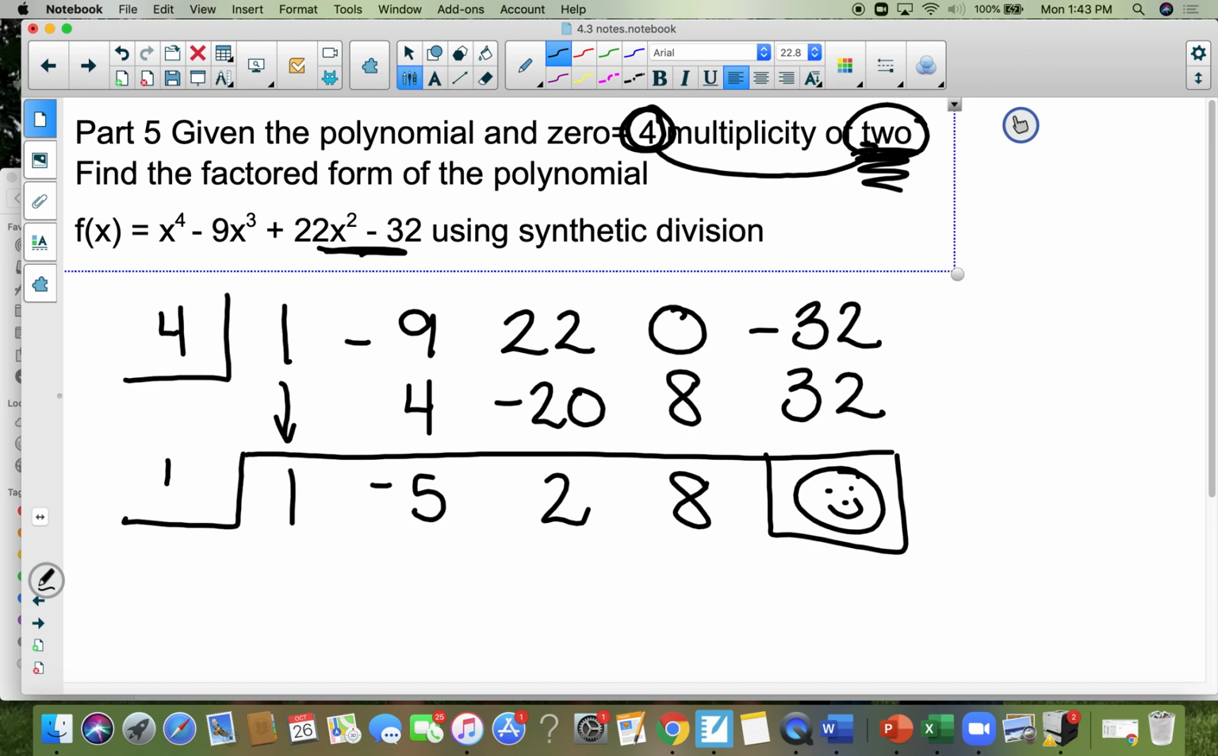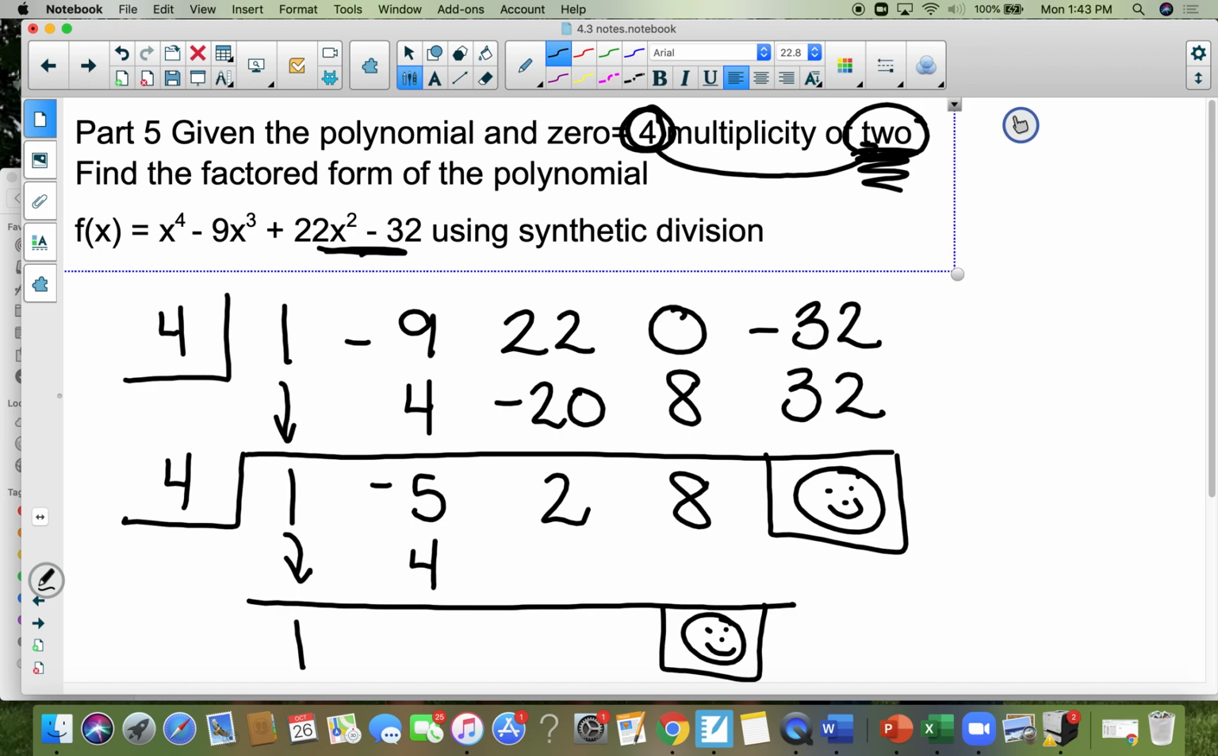I know that there are 2 4s. Again, after the 8, it should turn out to be 0. Start my process by bringing down my 1. This is 4, -1, -4, -2, and -8.